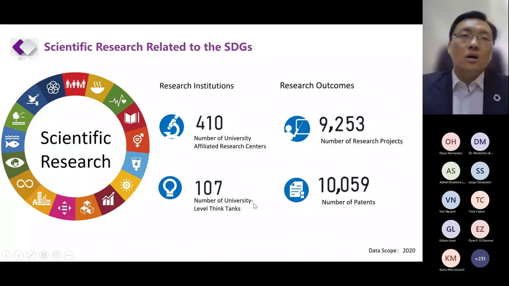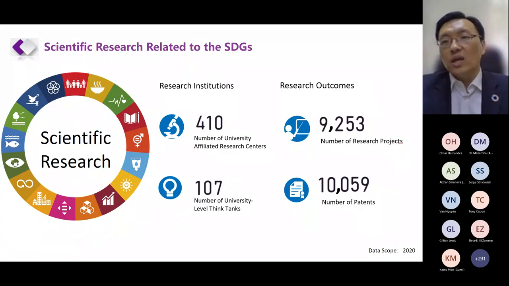Specifically, we talk about the scientific research related with SDGs. In Tsinghua University, there are 410 university level research centers, such as centers, labs, and others. Within the 410 research centers, over 107 are university level think tanks, which are policy research centers, and over 9,000 research projects, which I just mentioned. And in the last 5 years, we have over 10,000 patents related with SDGs.